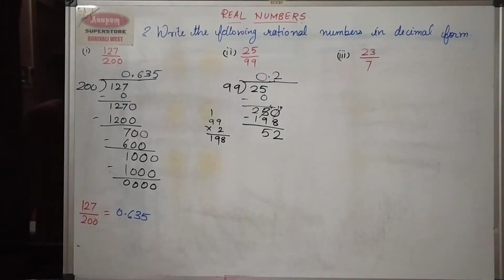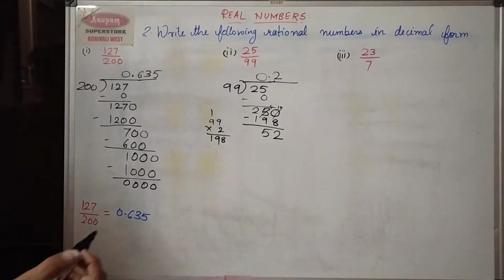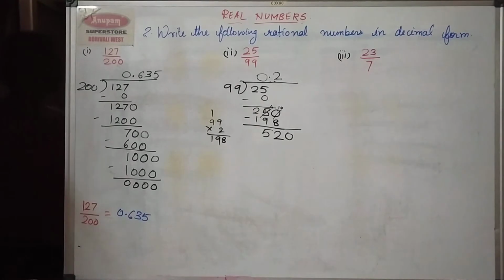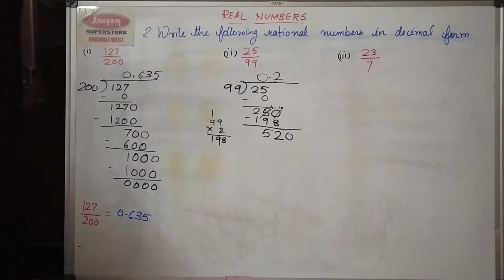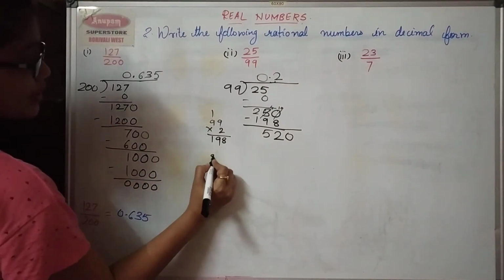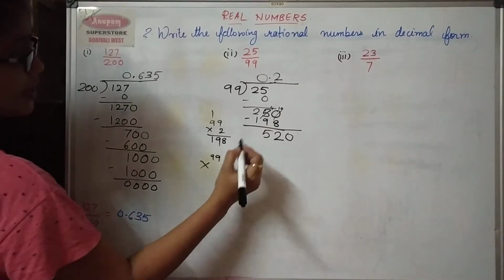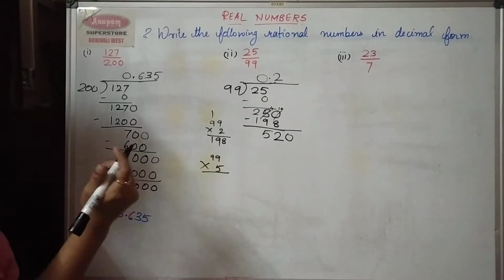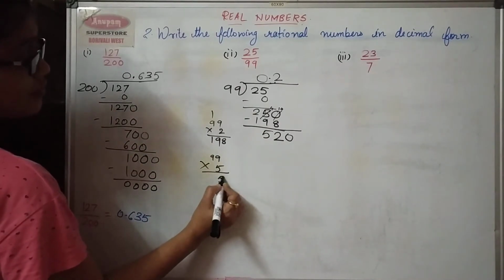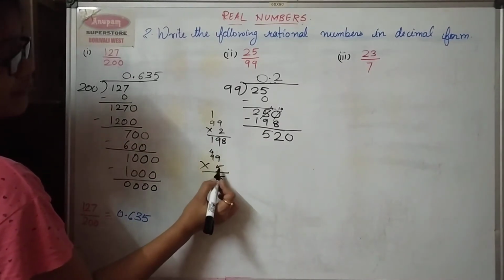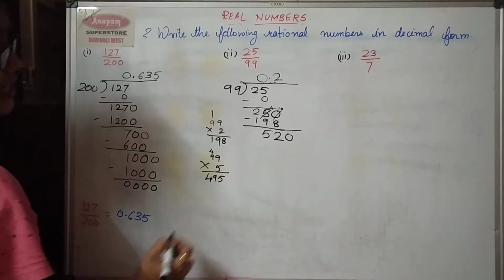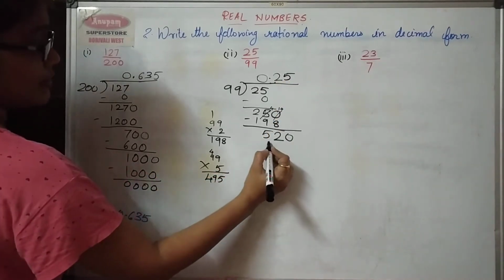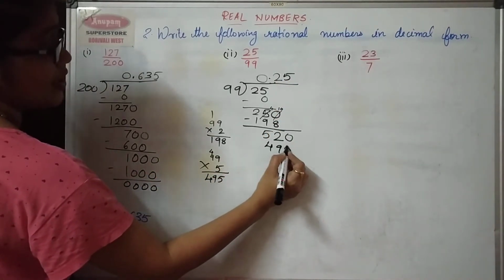Now I need to carry one more number down, but since I don't have it, I'll take 0 here. And now 99 into something should give me 520. So let me try 99 into say 5. Since we see 99 and 520, we'll try it with 5. 9 5s are 45, 9 5s are 45 plus 4 is 495. So 99 into 5 will be 495.